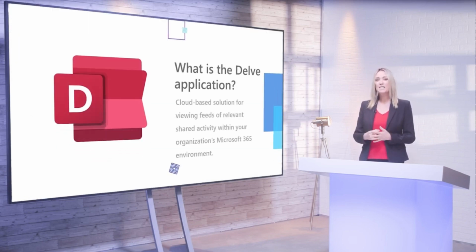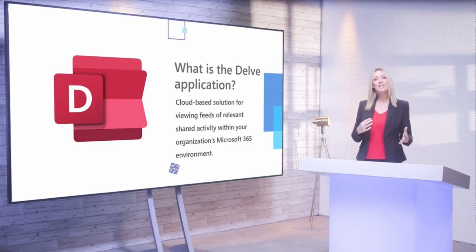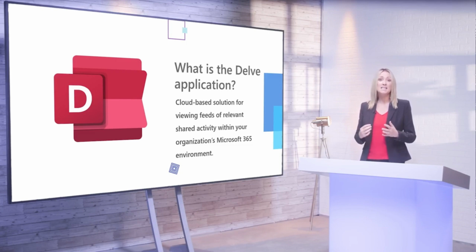Delve is a cloud-based solution that allows you to view activity across your organization's Microsoft 365 environment. Think of it as an automatically populated feed where you can see everything relevant that is happening around you. Delve provides quick, easy access to documents, people, conversations, and activities linked to your user account. Users will only see documents they already have permissions for. Items not shared with them will never be accessible.